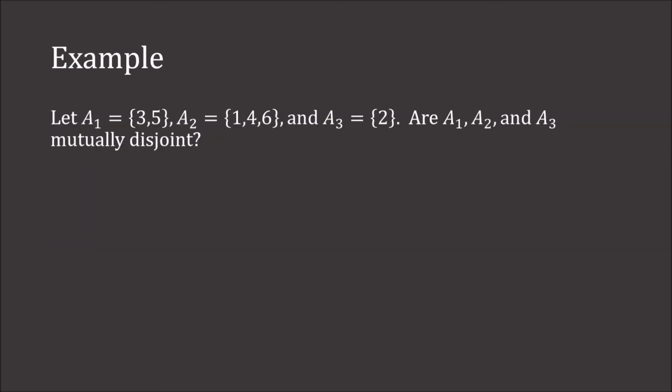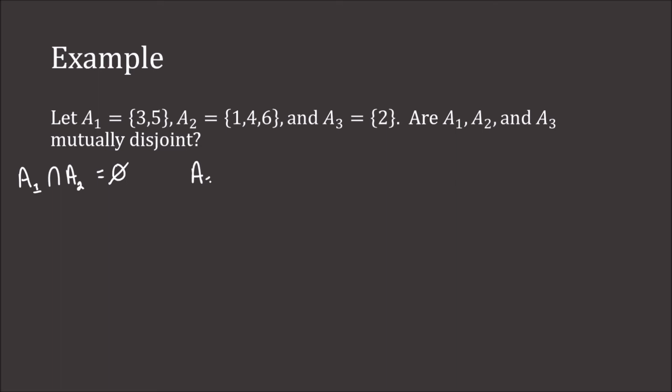So we have three sets here. A1 is the set 3, 5, A2 is the set 1, 4, 6, and A3 is the set 2. And the question is, are A1, A2, and A3 mutually disjoint? So we have to determine whether each pair of intersections is empty. A1 intersect A2: A2 does not have 3, A2 does not have 5, so that's empty. I should be careful, that looks like a Greek letter. Let's do it that way. There we go.